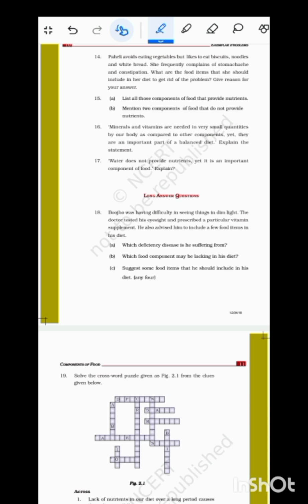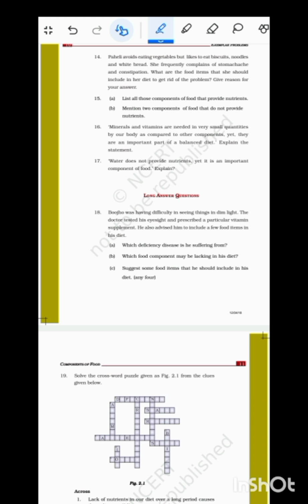Question number 18. It's a case-based question, so it's important. Mojo has difficulty in seeing in dim light. The doctor tested his eyesight and prescribed a particular vitamin supplement. Eyesight, vitamin supplement. So what could be the answer? Vitamin A, we are guessing. So let's read the full question. Prescribed a particular vitamin supplement.